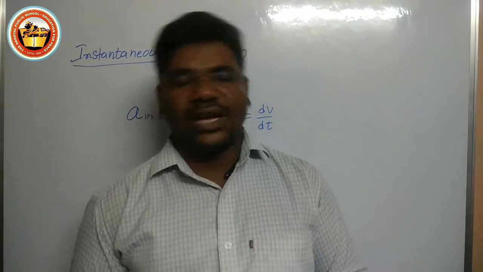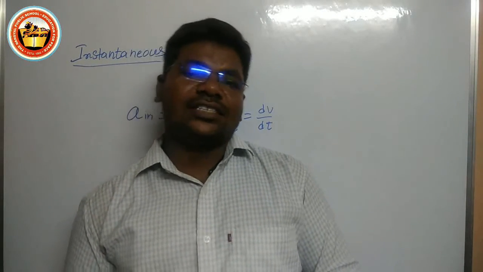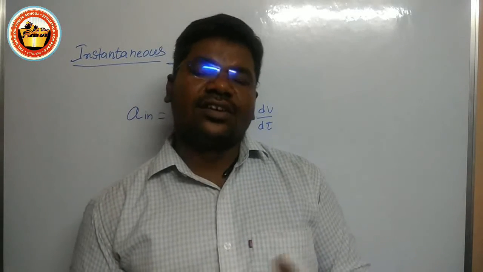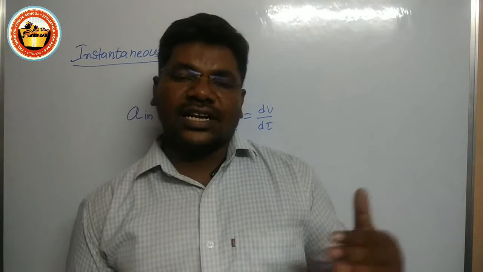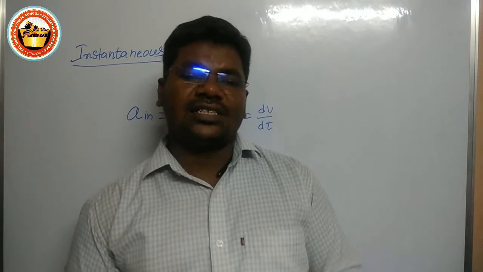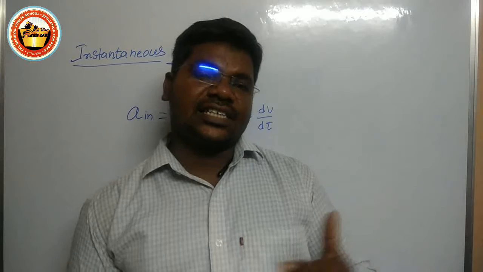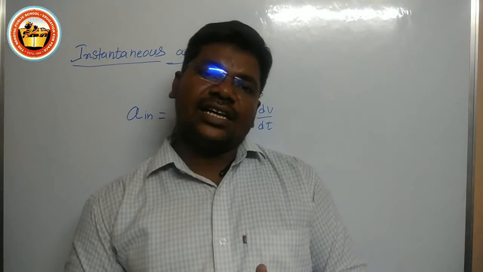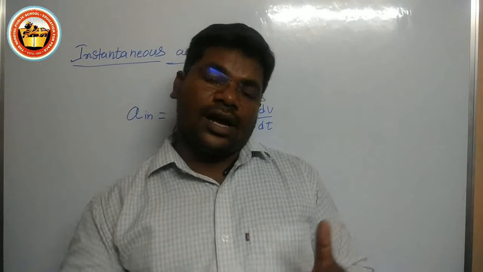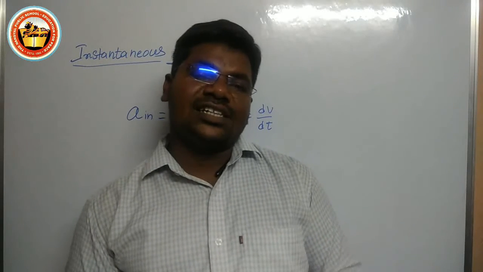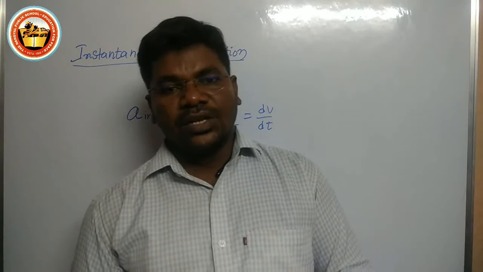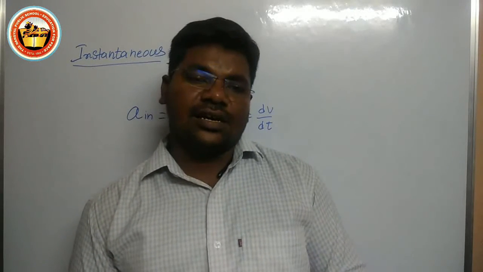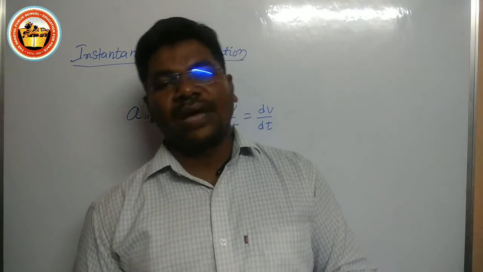Example for uniform and non-uniform acceleration. Consider a train. When the train starts from the station, the speed or velocity of the train increases continuously. When the train starts and reaches maximum speed, at that time we can say it is non-uniform acceleration. After reaching maximum speed, the train is in uniform acceleration.